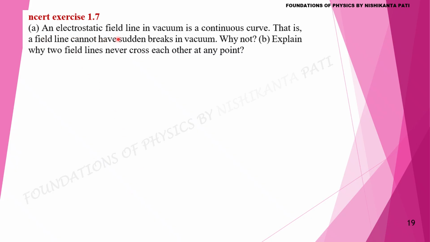An electrostatic field line in a vacuum is a continuous curve. That is, a field line cannot have sudden breaks in vacuum. Why not? Explain why two field lines never cross each other at any point.